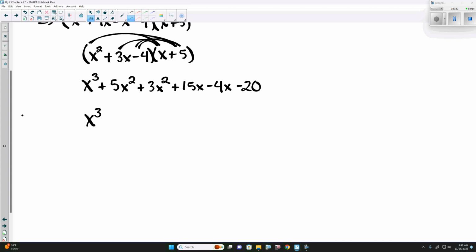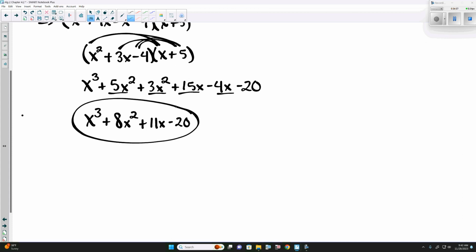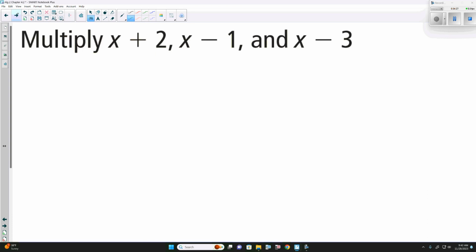X cubed. Well, 5x squared plus 3x squared is plus 8x squared. 15x minus 4x is plus 5x minus 20. So having 3 of them is really not any different than 2. It's just we have to do the multiplication step twice instead of just once. Questions on this here? Any questions on anything we've done so far? I think we feel good with 3, yes?